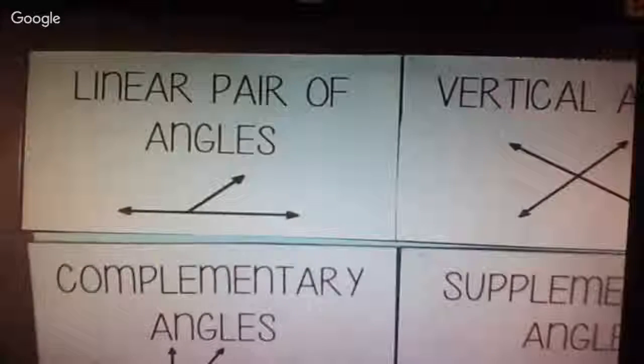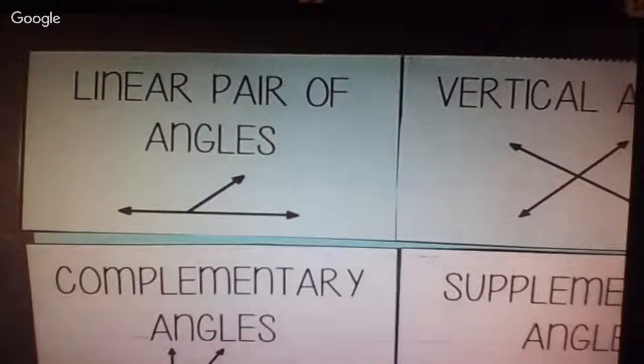Okay. So some of these you will already know. Some of these will be new. So, a linear pair of angles. Take a look at that picture. What does the word linear mean? In a line. So a linear pair of angles are angles that create a line.